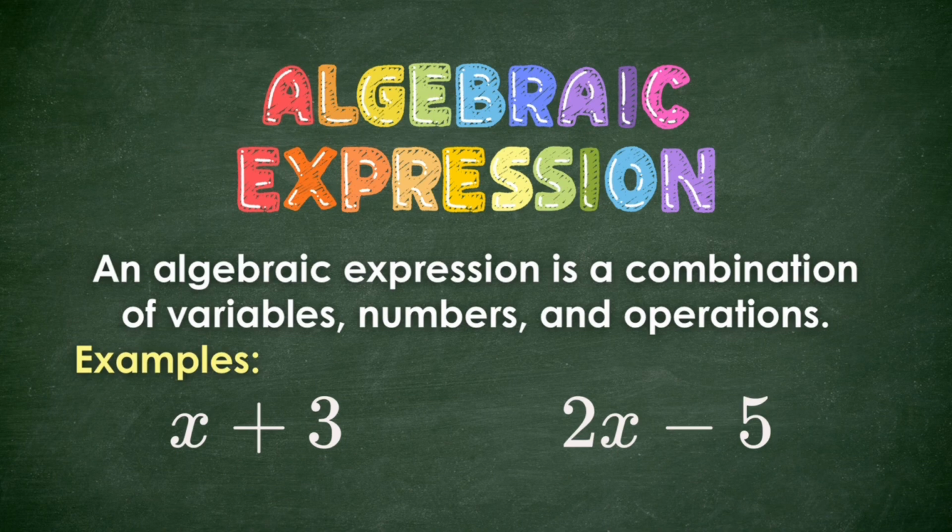Now, let's define the main topic of today's lesson. An algebraic expression is a combination of variables, numbers, and operations. It can include addition, subtraction, multiplication, or division, or a mix of all of these. Here are some examples: x plus 3, 2x minus 5. These are algebraic expressions. They have variables, constants, and operations working together.